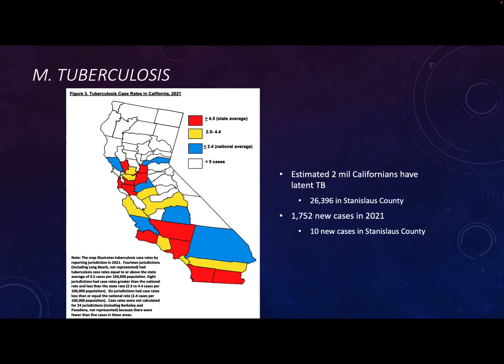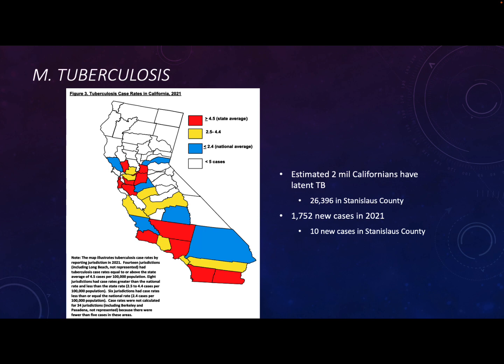So these are the state numbers. All of the counties in white reported fewer than 5 cases. Again, you're looking at some of the least population dense counties, not all, but some. Counties that are below the national average are in blue. We are in blue. Counties that are above the national average but below the state average are in yellow. And then counties that are above the state average are in red.